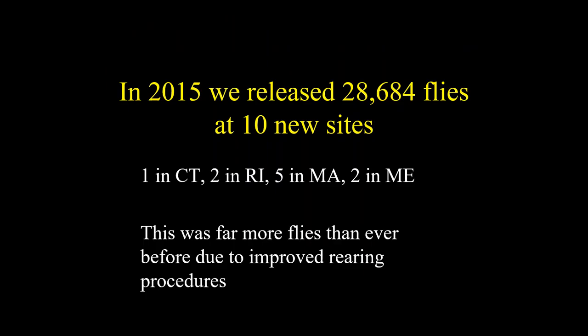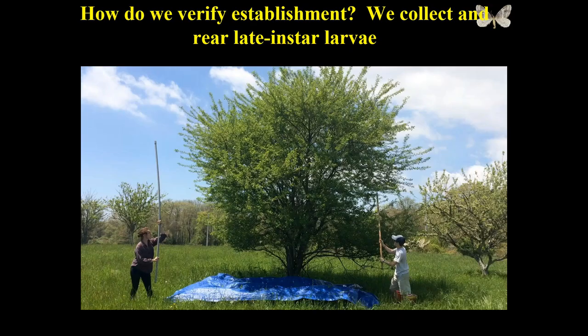So slowly but surely, we learned how to collect more flies. And so by 2015, we released 2,684 flies at 10 new sites. So every year we'd add new sites to the system, and gradually just filled in the map with release sites, which I'll show you in a second.